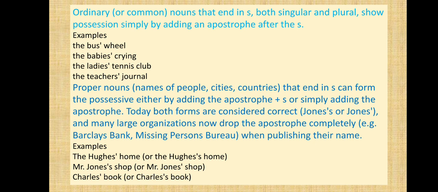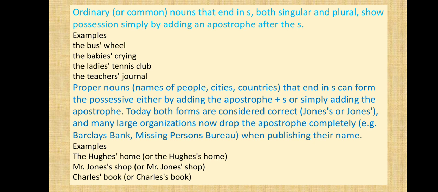Okay, now the next rule, proper nouns like names of people, cities, countries that end in S can form the possessive either by adding the apostrophe plus S or simply adding the apostrophe. Today both forms are considered correct. Like here in the brackets it gives the examples Jones' or Jones's. First, actually the apostrophe is there with S, right? Then after that, because it ends in S, only the apostrophe is added. And many large organizations now drop the apostrophe completely. Example, Barclays Bank, Missing Persons Bureau, when publishing their name.